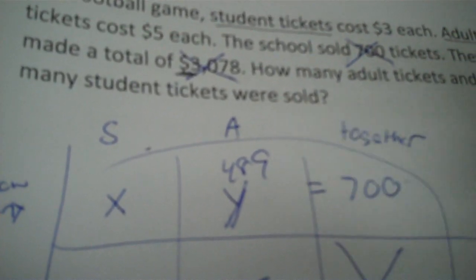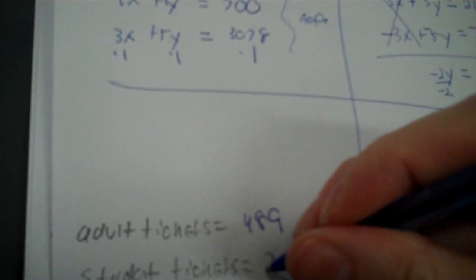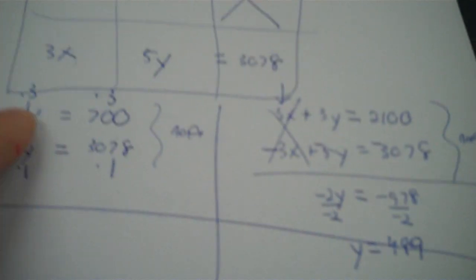Okay. So you can put 489 in for the y here, or you can just take 700 minus 489. I'm going to take 700 minus 489 to save some time. 211. Okay. You could also plug the 489 in for y like I did on the first two. You get the same thing.